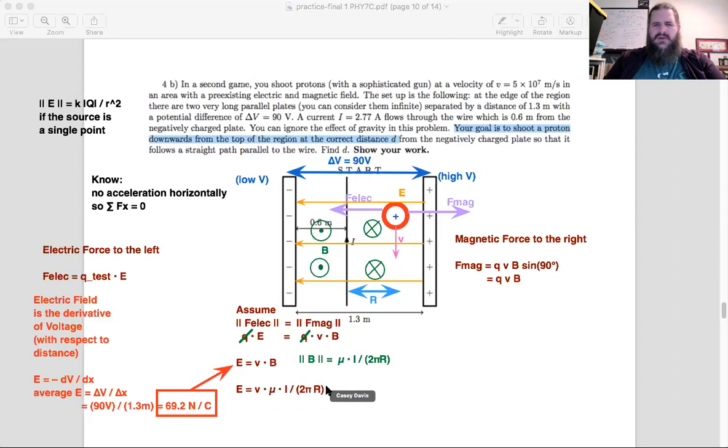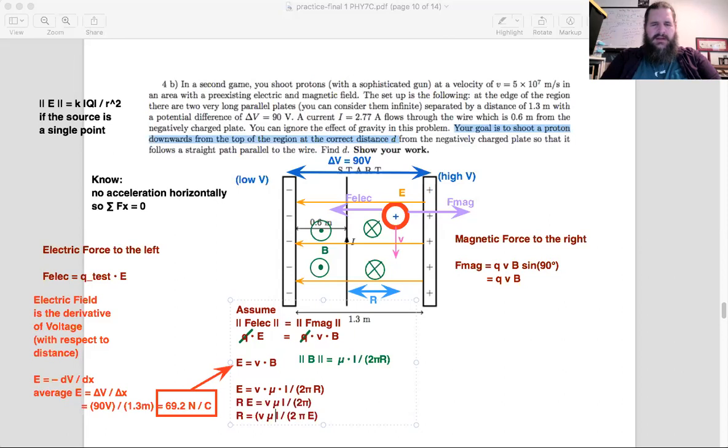Divide V. The thing is, R is in the denominator. Before we get rid of the V, the mu, the I, I would start by getting R out of the denominator. And how would you do that? Yeah, I would start by multiplying both sides by R. Exactly. Multiply both sides by R and divide both sides by E. Because if you multiply by R, you get RE equals V mu I over 2 pi. And then we can just divide both sides by E. So R, the distance, is going to be V mu I divided by 2 pi E.